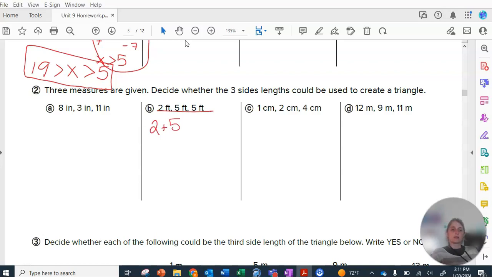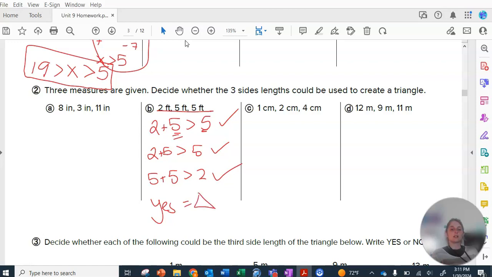Smallest plus medium is bigger than the biggest. 2 plus 5 is 7. That is bigger than 5. 2 plus this 5 is bigger than this 5. Also true. And last but not least, 5 plus 5 is bigger than 2. Yup. So yes, this is a triangle. If you get 1 no, you don't have to do any more work. You can just say no.